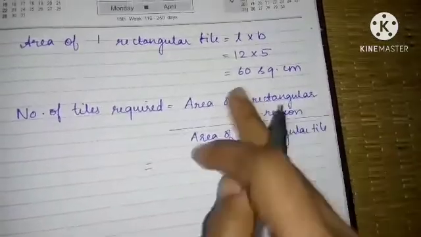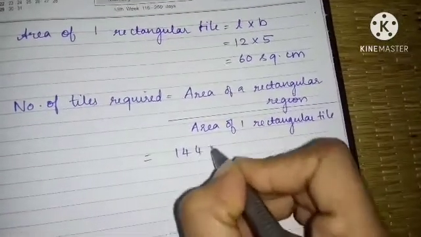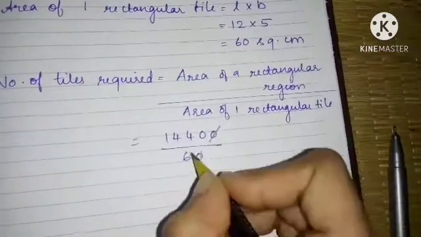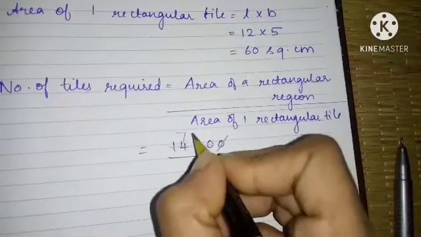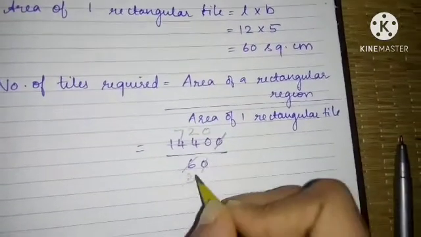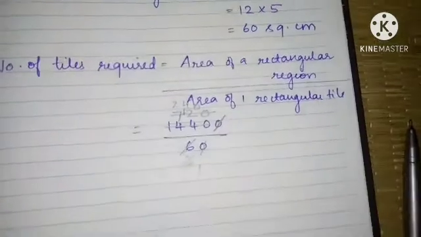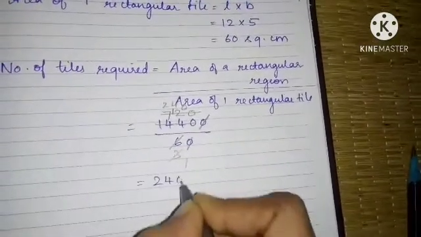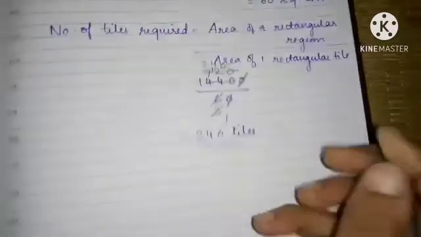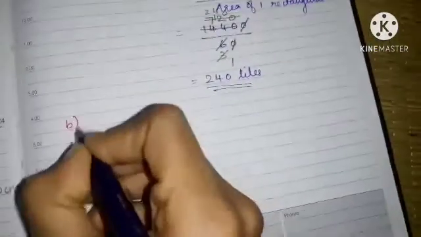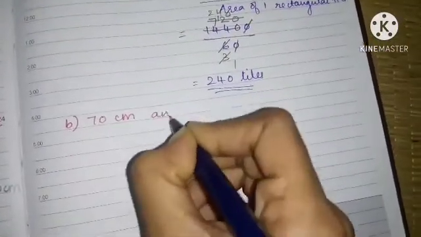What is the area of rectangular region? 14400 divided by 60. Now can we cancel it? 0 0 cancel. In two table, 2 3s are 6, 2 7s are 14, 2 2s are 4, 0. Then 3 1s are 3, 3 2s are 6, 1, 4 3s are 12, 0. So how many tiles are required? 240 tiles are required to fill this rectangular region. What is given in the question? 250 tiles are required.